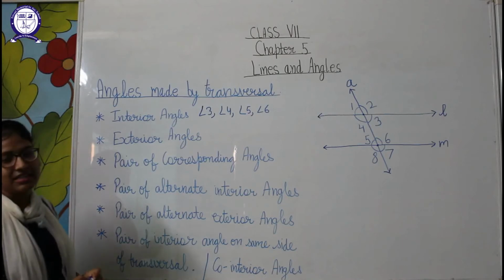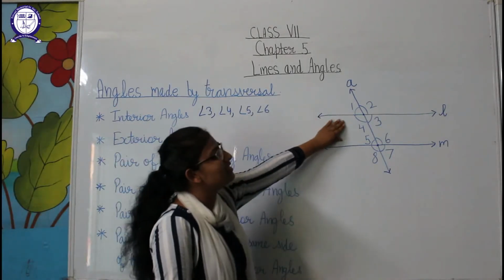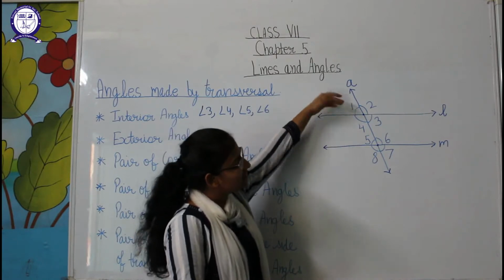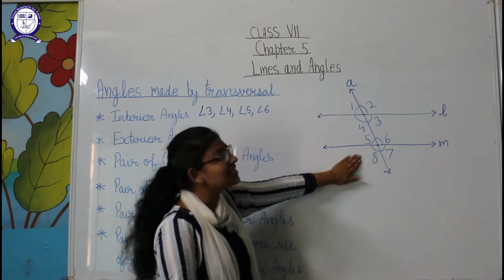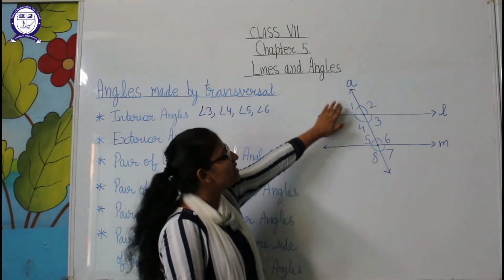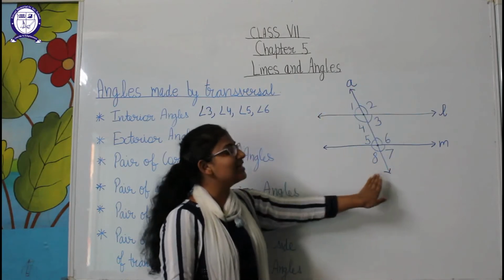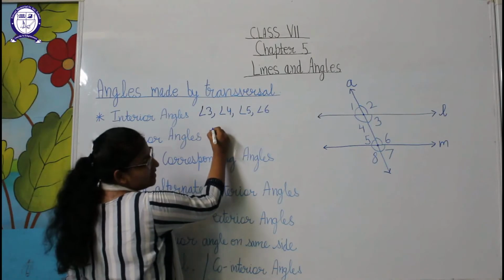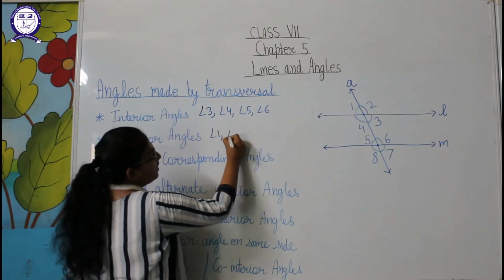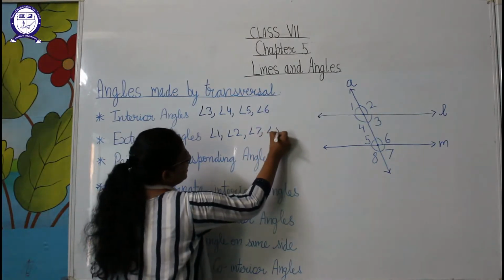Now exterior angles. Exterior angles are the angles which are not lying in this interior part. Means outside these two parallel lines, means this upper portion and this lower portion. So exterior angles are angle 1, angle 2, angle 7 and angle 8. We will write here. Exterior angles are angle 1, angle 2, angle 7 and angle 8.